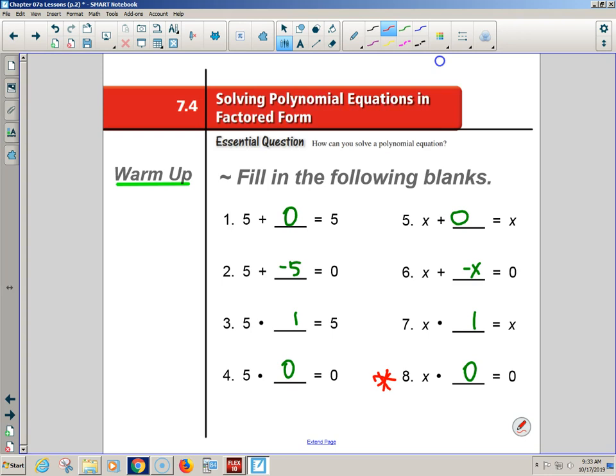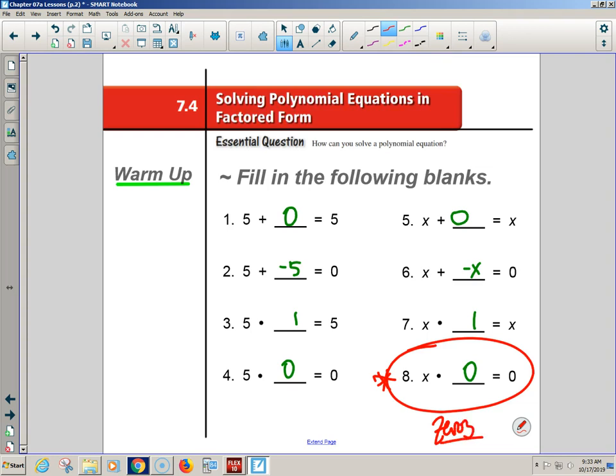So, 7.4, solving polynomial equations in factored form. To solve, we need to find the zeros. What does that mean? Well, let's talk about it.